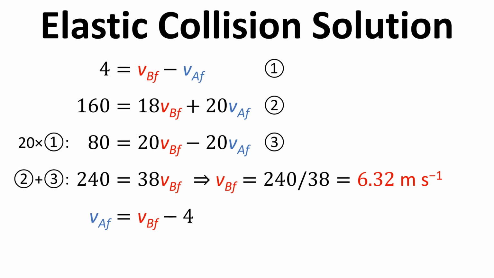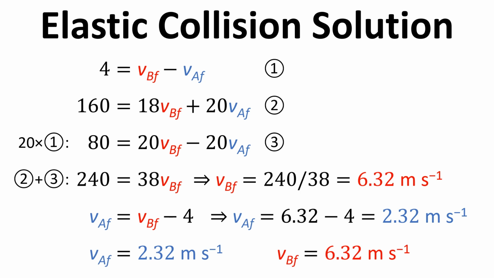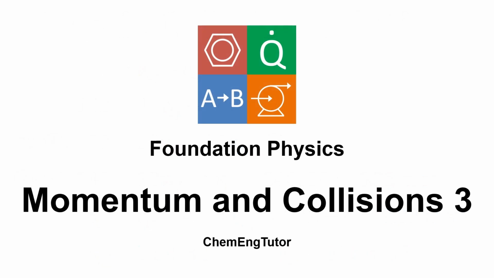If we rearrange equation 1, we can use that to work out the value of VAF, the final velocity of A, and that comes out to be 2.32 meters per second. So overall, we've solved the problem. We now know the velocity of the two blocks after the collision. So that's been a video about momentum and collisions focused on inelastic collisions.